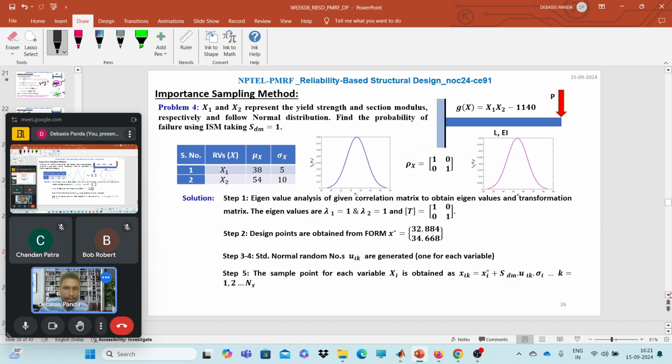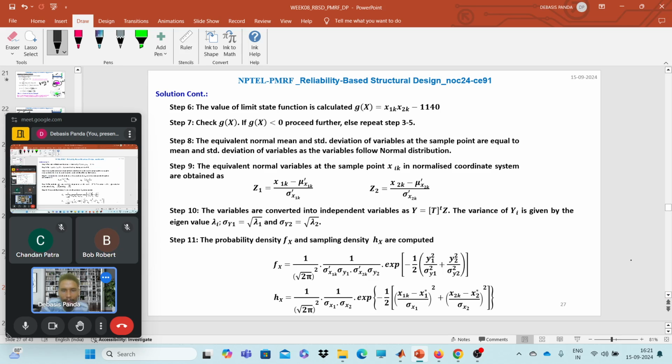Now let's check one example, right? So first we have a similar kind of problem. Here we have two random variables. So first we need to perform the first order reliability analysis, and from there we get the extra point where we want to define our region. So I have the extra point. Now look, I have defined the region using the SDM function.